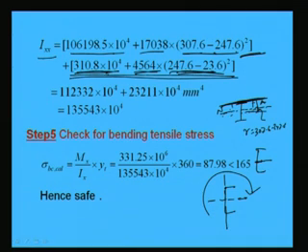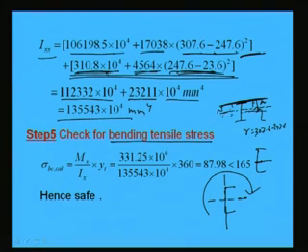So, 4564 into (247.6 minus 23.6) whole square. So, this will finally become 112332 into 10 to the 4 plus 23211 into 10 to the 4 millimeter to the 4. So, if we add, finally we will get 135543 into 10 to the 4 millimeter to the 4, right. So, Ixx we are getting, Ixx of the combined section, right. So, step 4 is over.